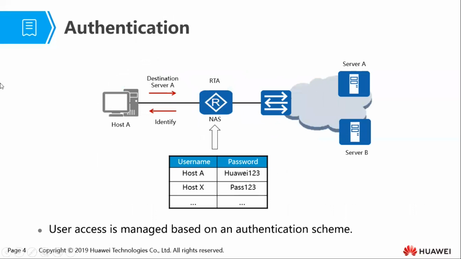Now let's begin with the very first AAA scheme, which is called authentication. As I said earlier, authentication is used to prove that you are who you claim to be, and most of the time it is done by you providing a username and a password. Now, we have what we call three authentication schemes. The first one is called local authentication.